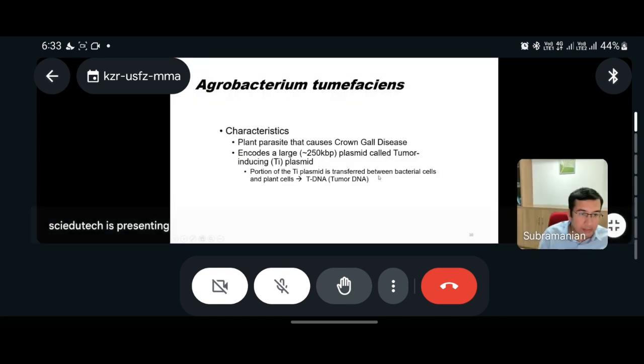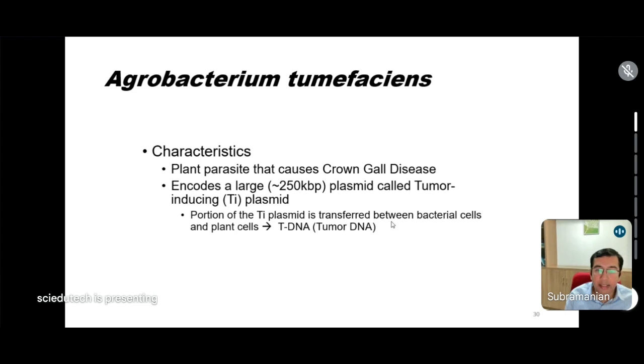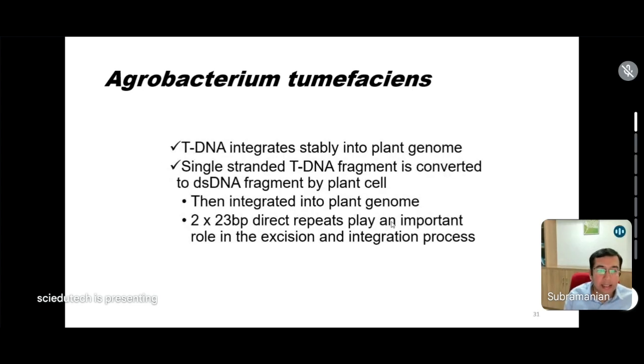So a portion of the Ti plasmid is transferred between the bacterial and plant cells. Next slide, please. T-DNA integrates stably into the plant genome. It's a single-stranded T-DNA fragment which is converted into a double-stranded DNA fragment by the plant cells, and then that fragment is inserted into the plant genome. There is a 2 times 23 base pair direct repeat within the T-DNA, which plays an important role in the excision and integration process. Next slide, please.